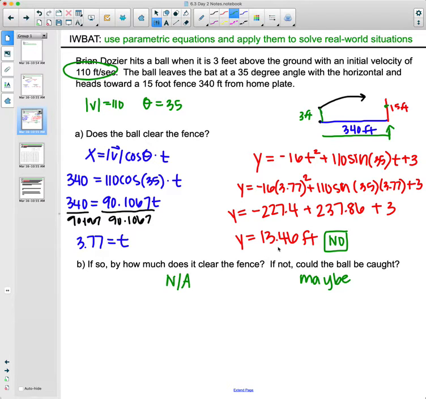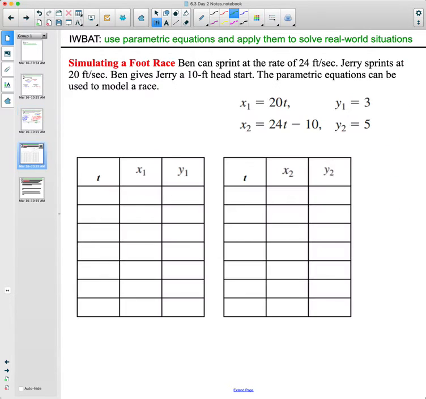I think it's possible that somebody could get to 13 feet with their glove extended, especially if they can climb up the wall. Not likely, but possible. So I would say maybe for that one. Now, if the wall was like 30 feet high and the ball was 27, so it didn't clear the fence, but it's still 27 feet high, probably not catchable. All right. Then let's take a look at this one.